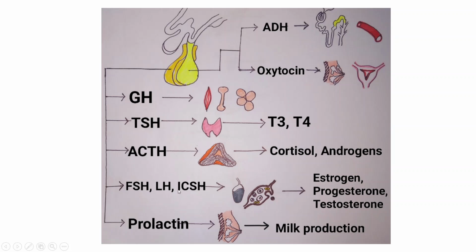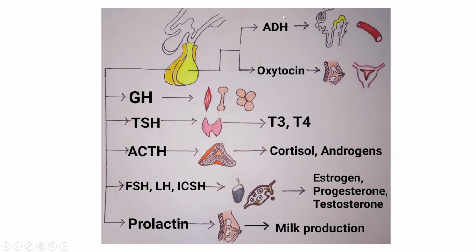The gonadotropic hormones FSH, LH and ICSH stimulate the secretion of estrogen, progesterone and testosterone respectively from ovary and testes. Whereas the prolactin acts on the mammary gland and causes milk production in the alveolar cells of the mammary gland. See, these cloud-like structures are known as alveolar cells where milk is produced and stored.